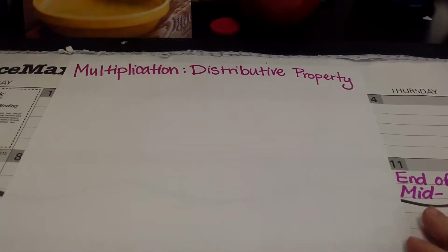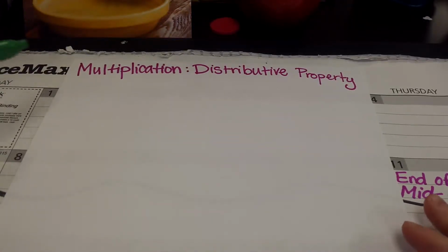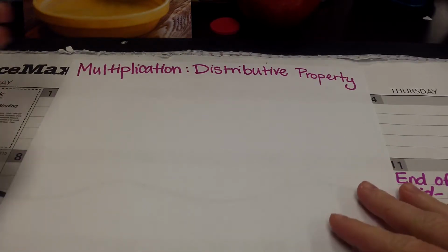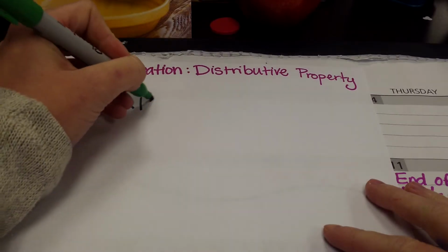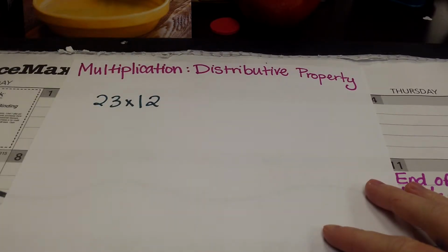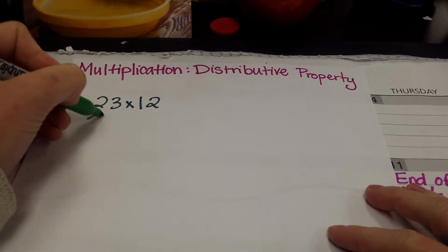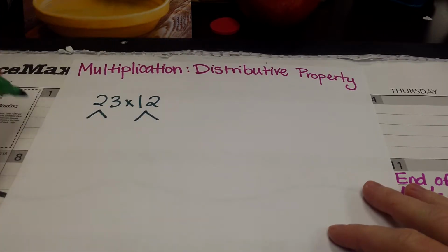Okay, here's an example of using the distributive property to multiply a 2-digit number by another 2-digit number. So I'm going to do 23 times 12 for you. And I'm going to break these numbers up apart by tens and ones.